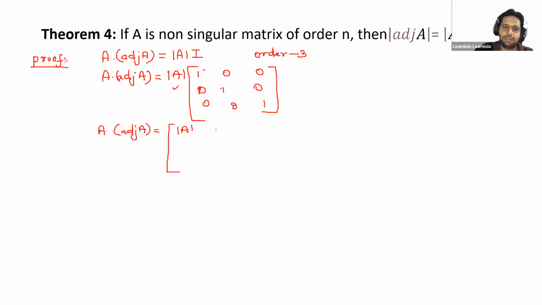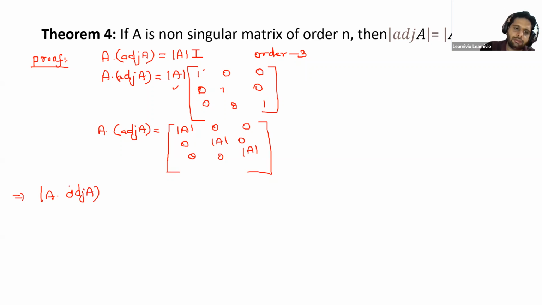So if we multiply this, we will get the matrix with determinant on the diagonal and 0 elsewhere. Now we will find the determinant on both sides. Yes, Shravya, that's correct. So this is the adjoint of A. Determinant of A into adjoint of A is equal to the determinant of the matrix with determinant on the diagonal and 0 elsewhere. We get this one.